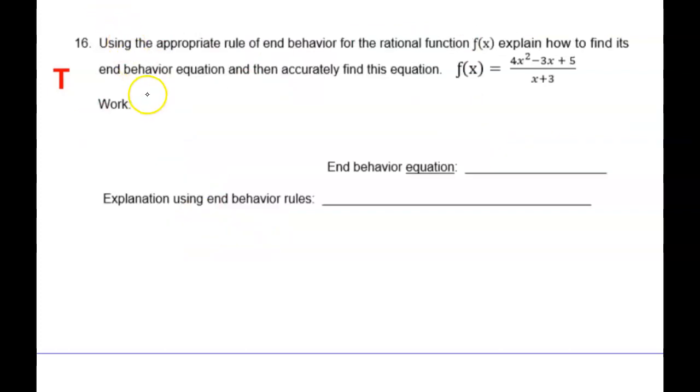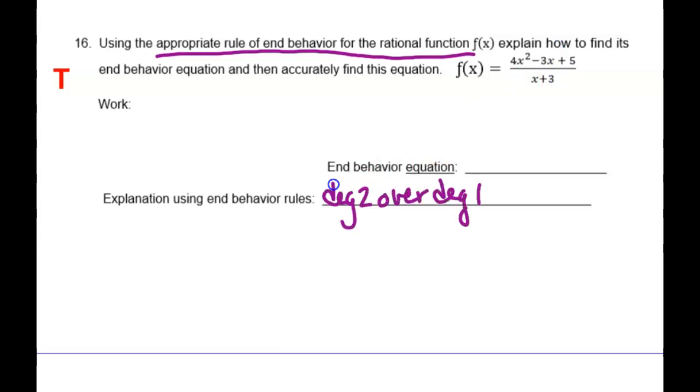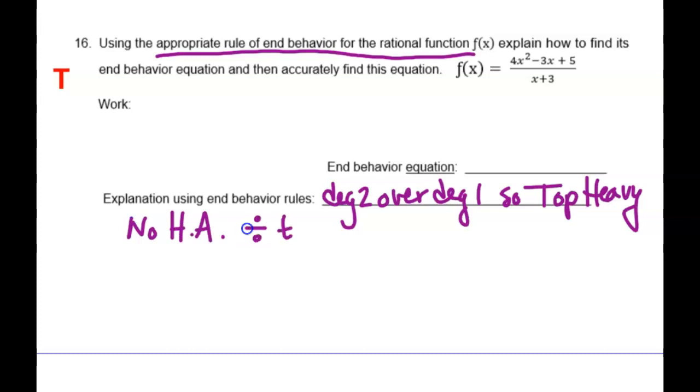All right. Same reference sheet. It says use the appropriate rules of end behavior for this rational function to explain its end behavior equation and then accurately find the equation. Okay, so what you need to write here for an explanation is this is degree what? 2 over degree 1, so it's called what? Top heavy. And then on the sheet it says that means no horizontal asymptote, and you have to divide to find the end behavior.